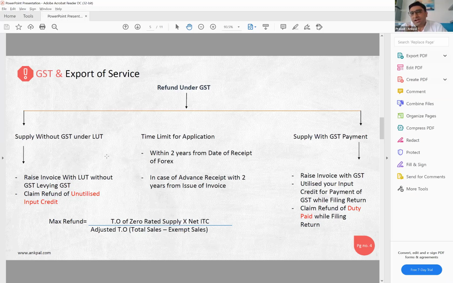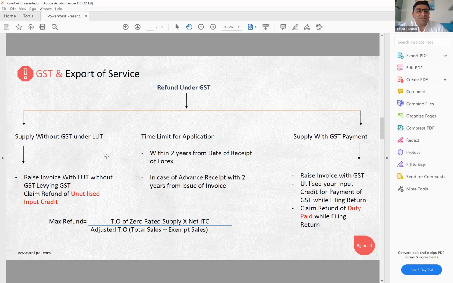In many cases, we come across the situation when after the year end, people come to us with the Forex receipt and say that, okay, sir, this is an exempt service, so we have not charged the GST and we have not taken the GST number. This is a completely wrong myth, right? This is not an exempted service. It is a zero rated service.